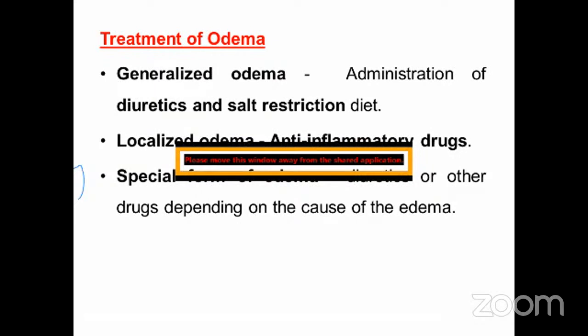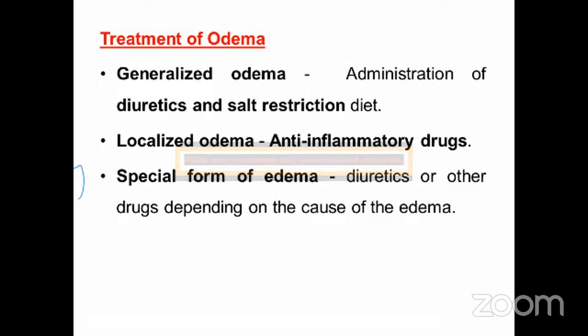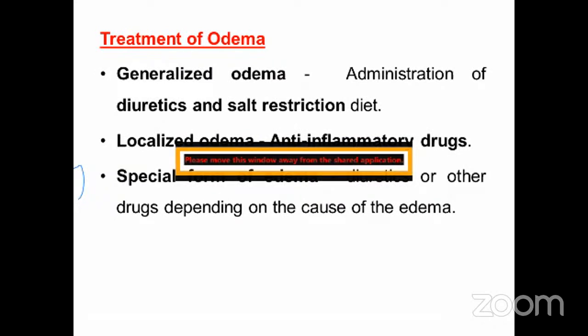Second, for localized edema, which is caused by inflammation, anti-inflammatory drugs are given. Anti-inflammatory drugs are given for localized edema or edema due to inflammation. Then for special forms of edema, diuretics or other drugs are given depending on the cause. Suppose in congestive cardiac failure, the cardiac output is reduced, or there is decreased function of the heart. So what do we do? The treatment which increases cardiac function, a digitalis drug, is given in congestive cardiac failure. So depending upon the cause of the edema, treatment is given.